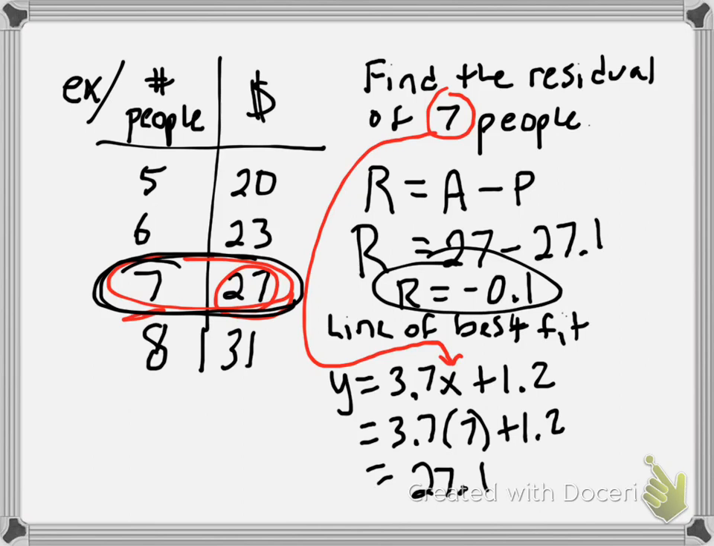The actual is easy. The actual comes from the table or the graph or whatever it is that you're doing. In order to find your predicted, though, we have to find our line of best fit and then plug in whatever it is we're looking at for x and solve. And then just calculate that final part, and that is our residual.